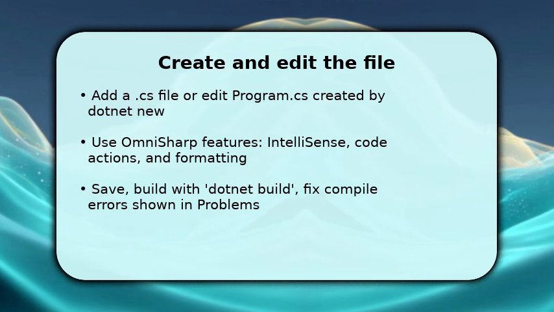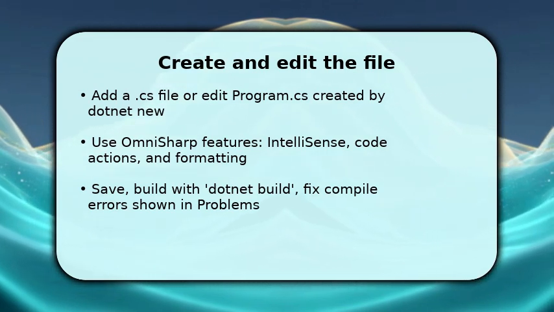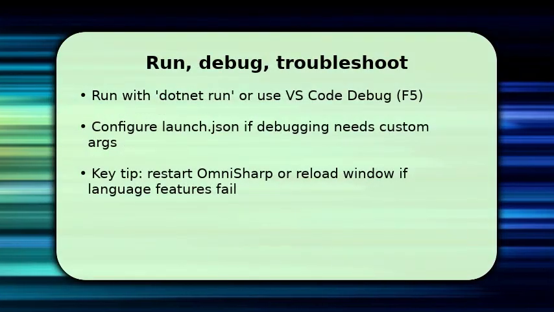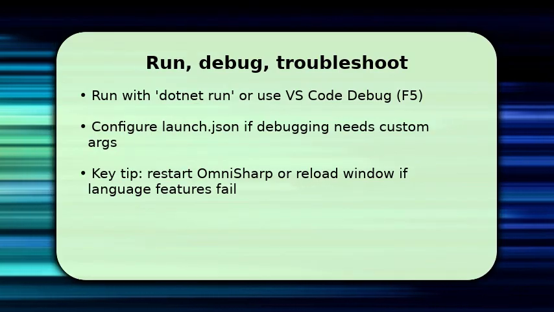Finish by running your app. dotnet run for quick execution, or press F5 to launch the VS Code debugger with breakpoints and watch variables. If you need arguments or a specific working directory, create or edit .vscode/launch.json to pass program args and configure pre-launch tasks.